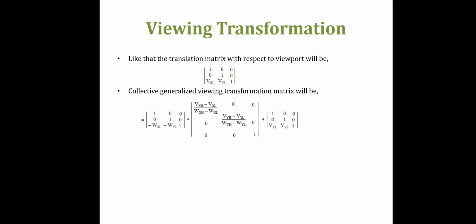So, what will I do? In that example, what I have done is taken the multiplication of translation, scaling and translation. Same thing, this is the first translation matrix with respect to the window, this is the scaling matrix which I have derived, and the next one is again the translation matrix with respect to the viewport. So, I will take a multiplication of all.